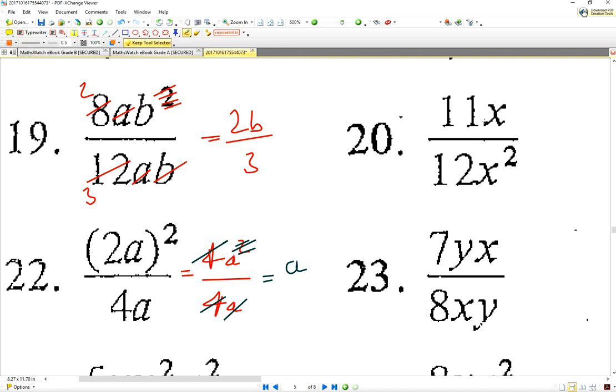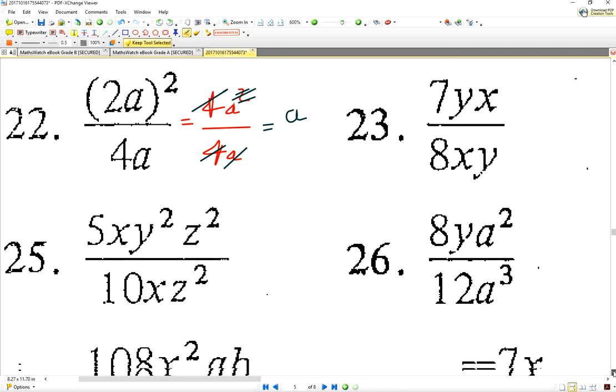11 over 12 again won't cancel, but you can divide top by x and the bottom by x. So we lose the square, so it'll be 11 over 12x. Okay, are we happy with that so far? Yeah. Let's go down, let's just look at some of the bit more challenging questions.